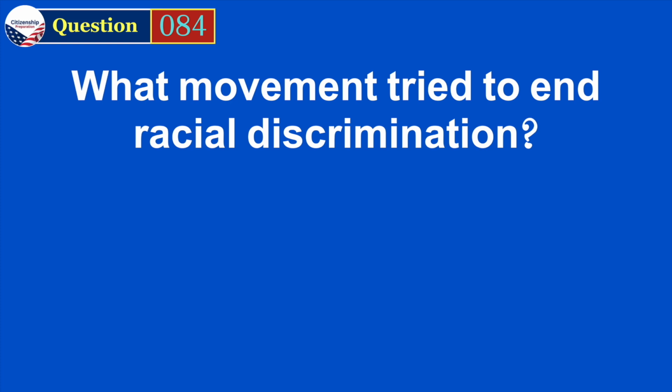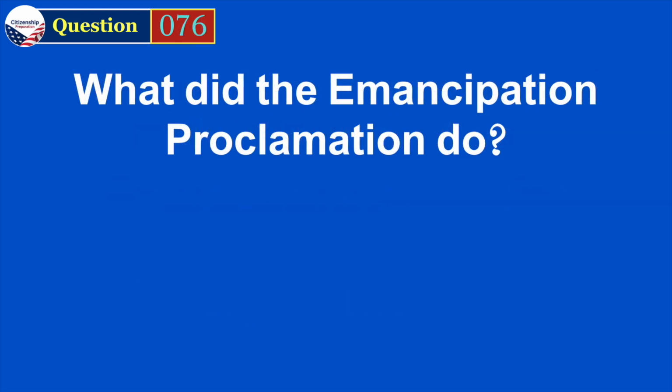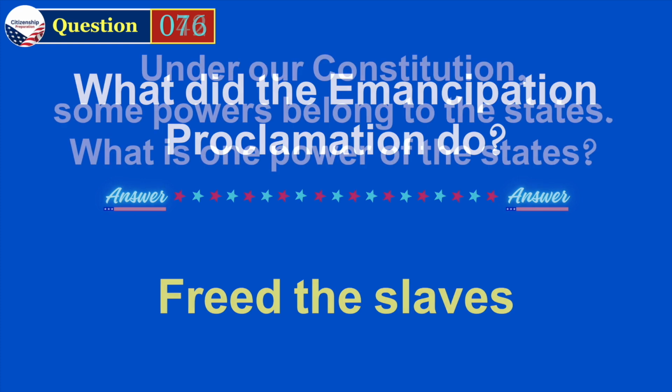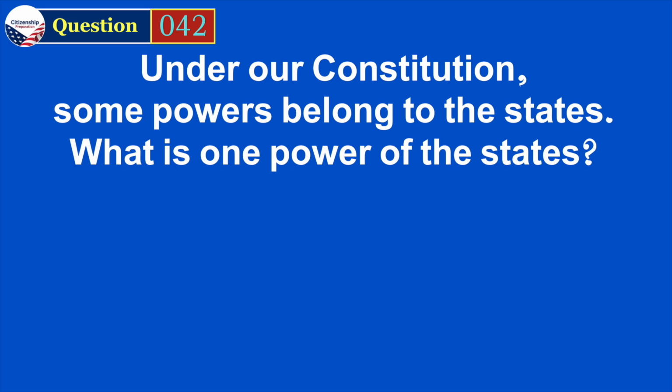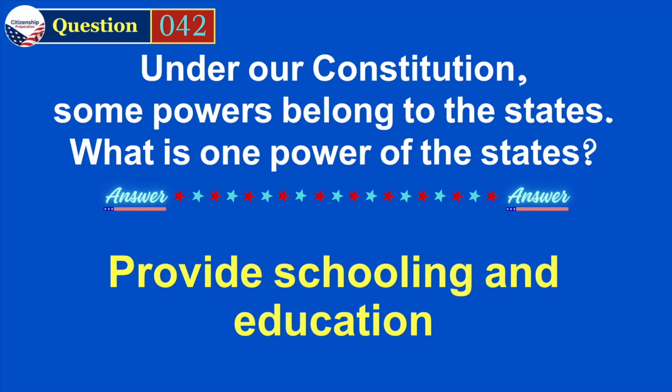What movement tried to end racial discrimination? Civil rights movement. What did the Emancipation Proclamation do? Freed the slaves. Under our Constitution, some powers belong to the states. What is one power of the states? Provide schooling and education.